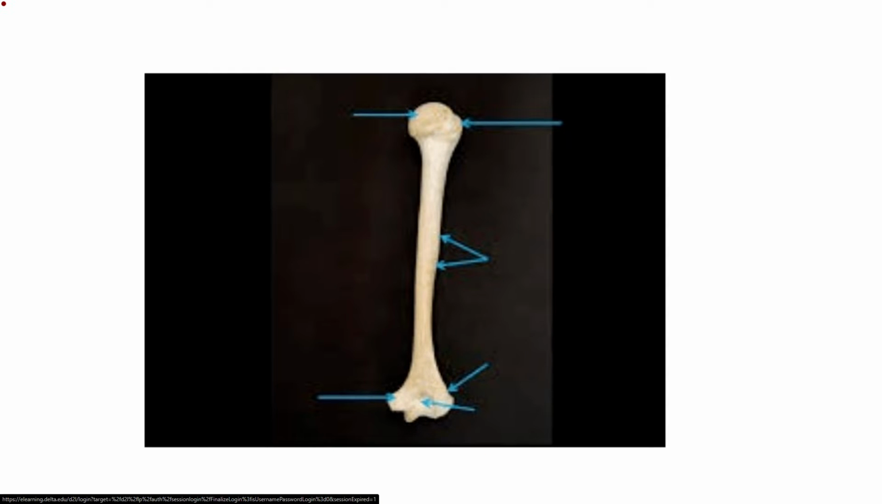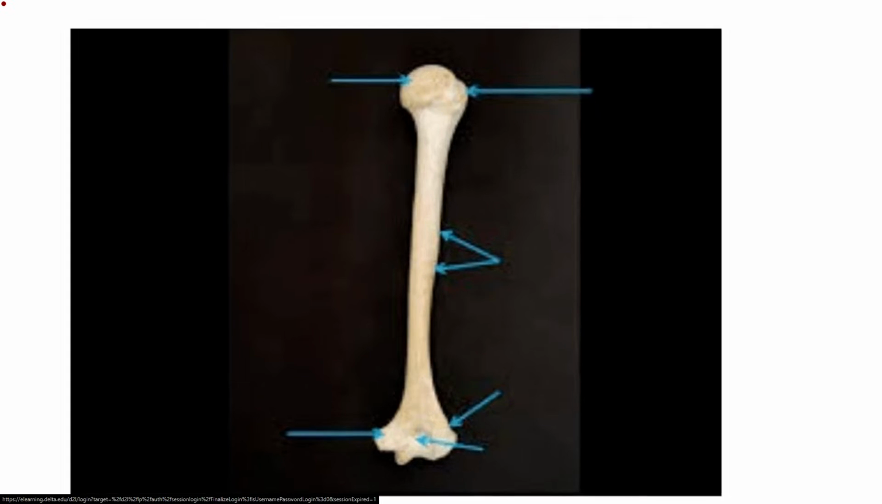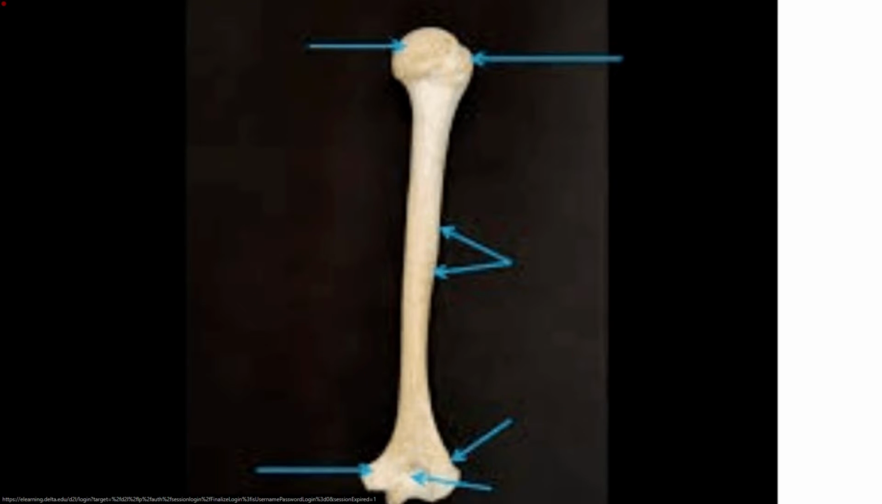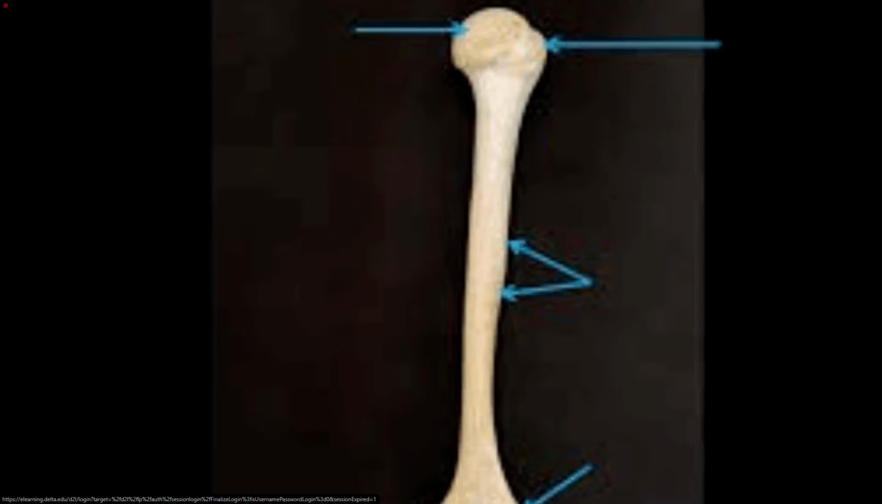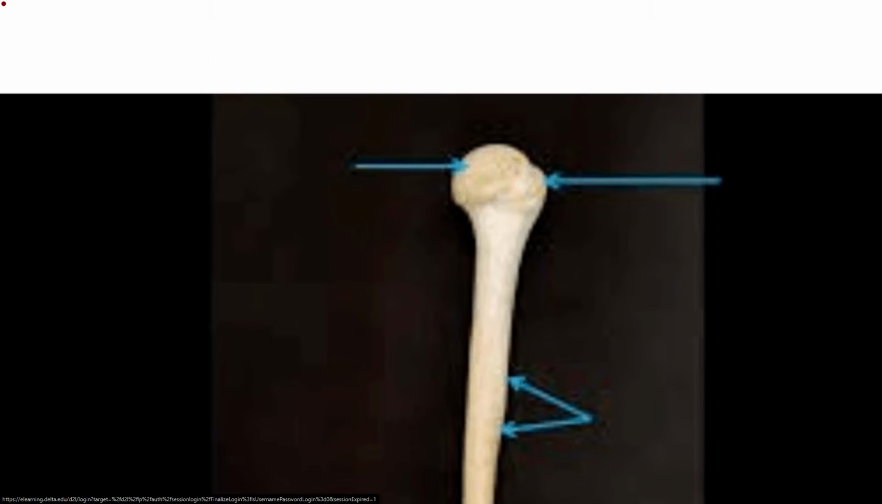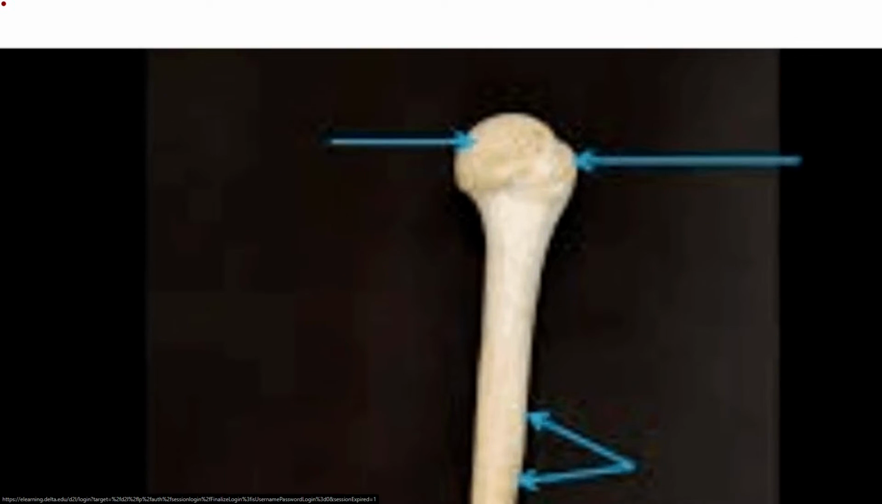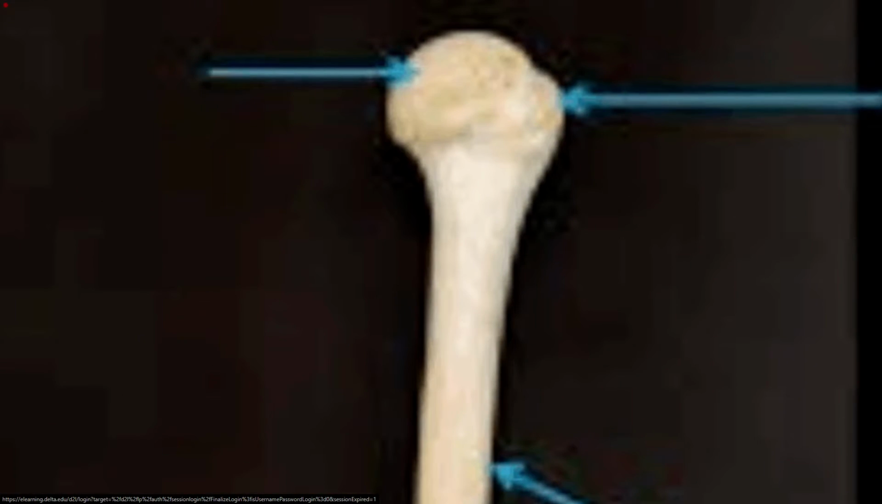Okay, this is a humerus. We looked at the humerus before. Let's take it in sections. This picture is not that great, but that's okay. First, let's put humerus here. And then we have the head of the humerus. We saw that before. And this is the greater tubercle.